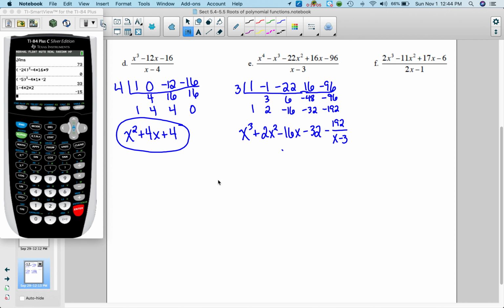On this last one, we have to treat this a little differently because of this 2 right here. So we can't just do synthetic division until we fix that. And what we're going to do is we're going to start by dividing everything by 2. So I'm going to write it out this way. 2x cubed minus 11x squared plus 17x minus 6 divided by 2x minus 1. And I'm going to now divide everything by 2.